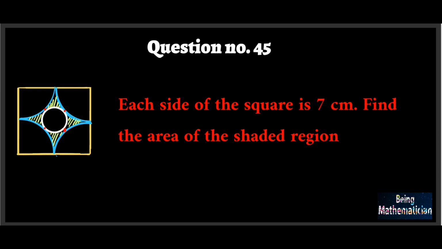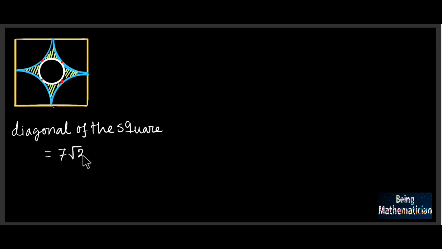Question number 45. Given that each side of the square is 7 centimeter, so we can find the diagonal of the square. So diagonal of the square must be 7 root 2. We know the formula of the diagonal, that is root 2 into side, so it is 7 root 2 centimeter. Now observe this line, this diagonal, which is passing through the center of this middle circle.